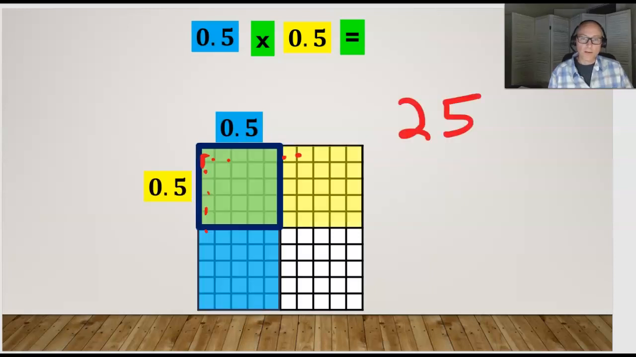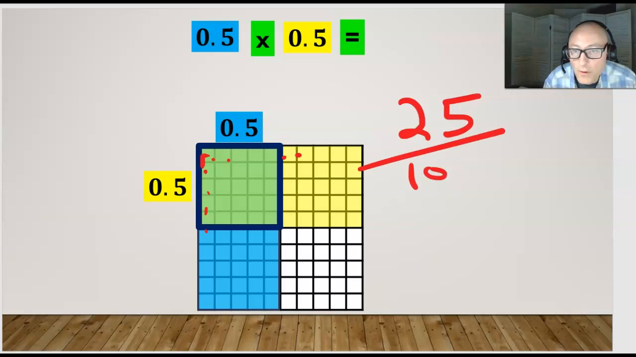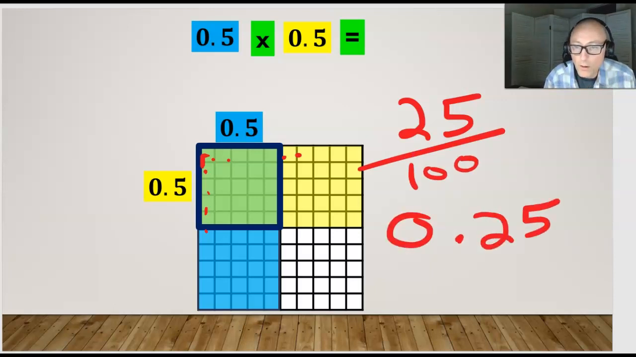Well, 25 what? 25 hundredths. So when we write our decimal, it should be like this: 25, and the five needs to be in the hundredths place.